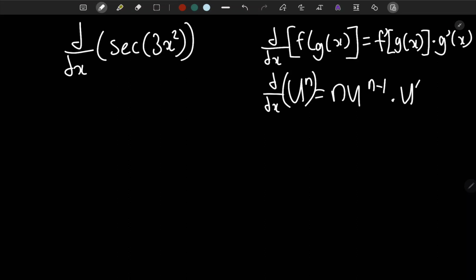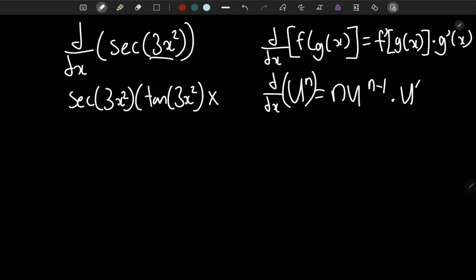So you need to know the common derivatives of each function, like tan, secant, and remember all those in the exam. So in this, again, we use the first formula. So the derivative of secant is secant tan. So it's going to be secant, and the inner part stays the same first, and tan with the same thing, and multiplied by the derivative of the inner part, which is 6x, and that is the final answer.